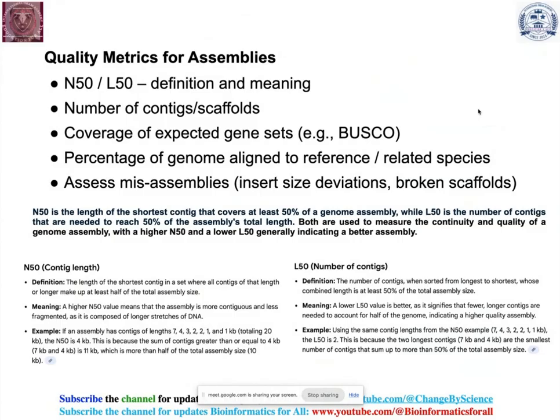So N50 is the length of the shortest contig that covers at least 50% of a genome assembly, while L50 is the number of contigs that are needed to reach 50% of the assembly's total length. Both are used to measure the continuity and quality of a genome assembly, with a higher N50 and lower L50 generally indicating a better assembly. This is what you need to keep in your mind.